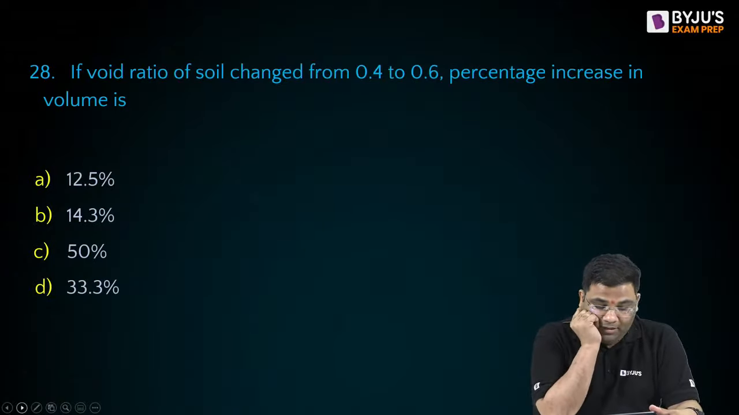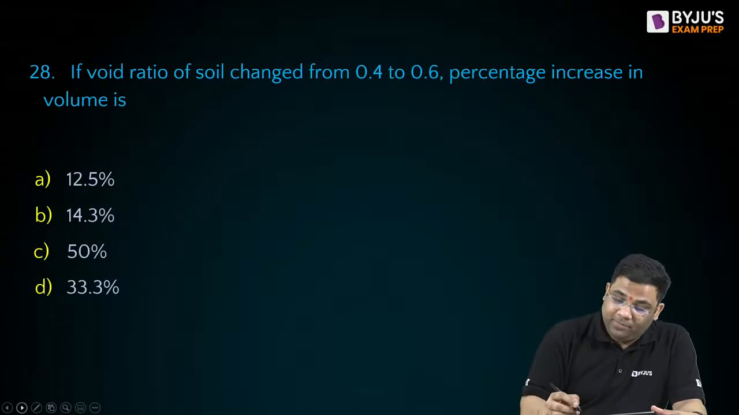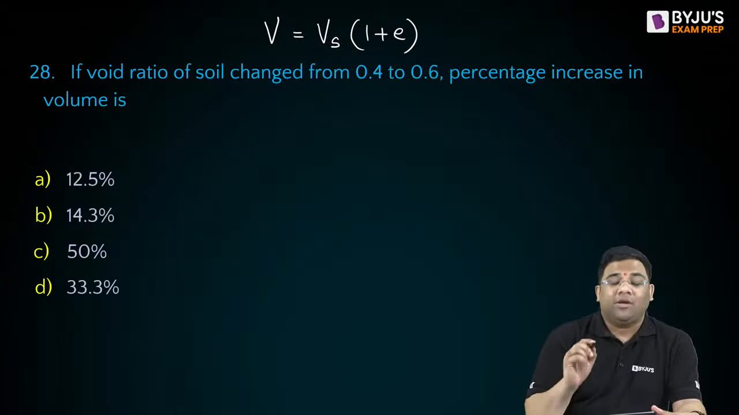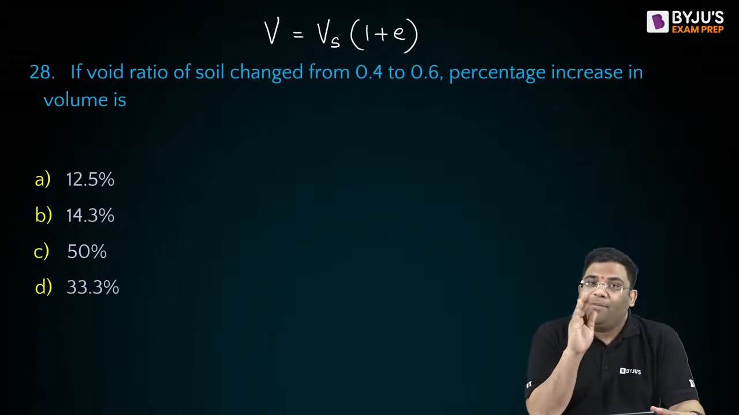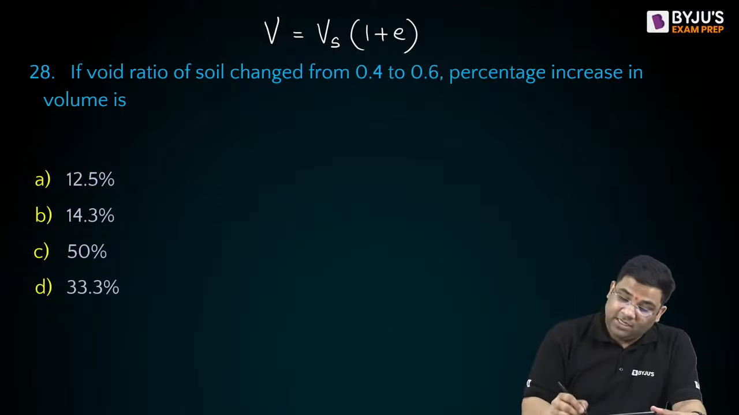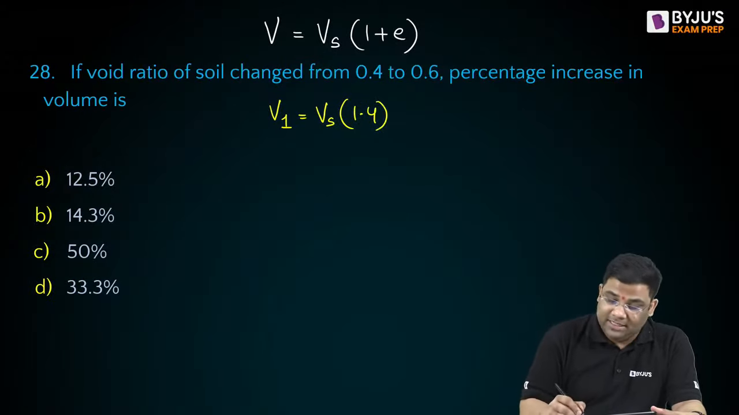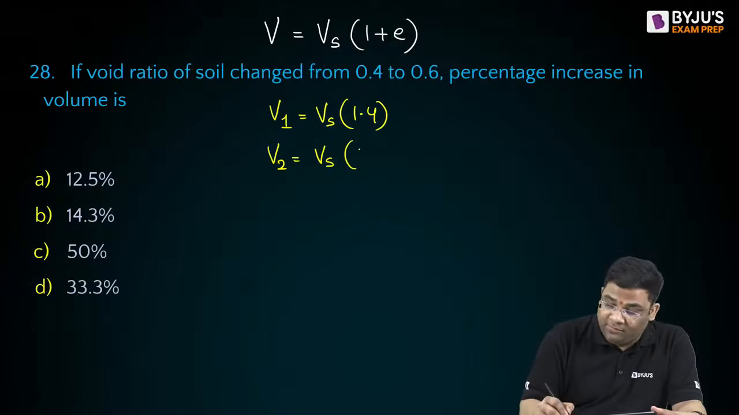C, 14.3%. Very good, Deepak, Saket, Rajastri and Vivek. We know that total volume is volume of solids into 1 plus e. When there is a volume change, the void ratio changes, but the volume of solids will not change, right? So the first volume will be volume of solids into 1.4. The final volume will be volume of solids into 1.6.